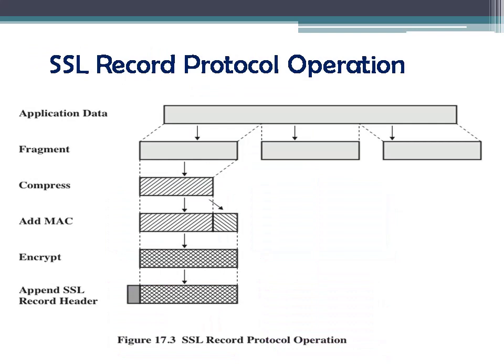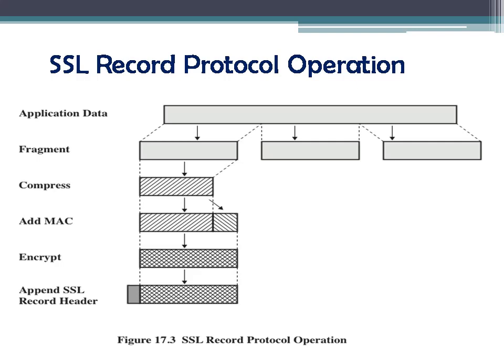After the services of the SSL record protocol, let us now look into its operation. The steps involved are as follows. First, we have fragmentation, then compression, then addition of MAC, encryption, and finally appending the SSL record header. As you can see in this figure, the record protocol takes an application message to be transmitted.